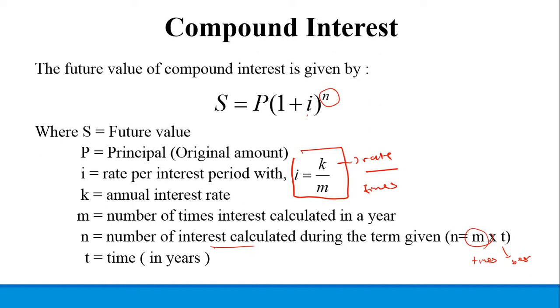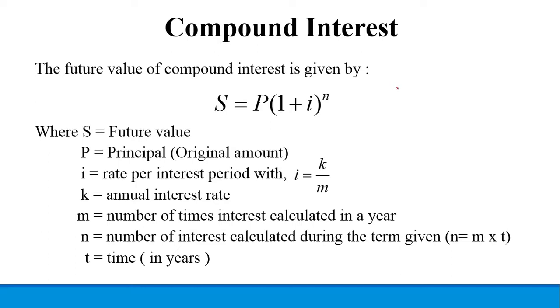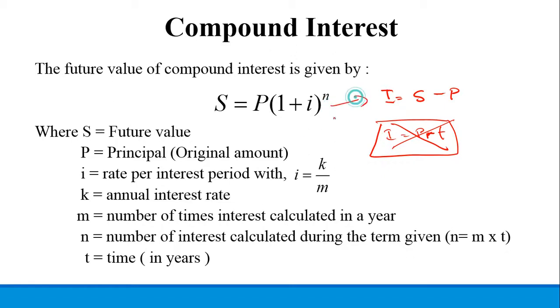Let's say for the first example, before that, make sure you remember how to get the sum of the interest. You take the final amount minus P. S minus P, you get the interest. They don't use I equals PRT. We don't use it for compounded. I equals PRT will not be used for compounded. Compounded only uses this formula to calculate the interest.